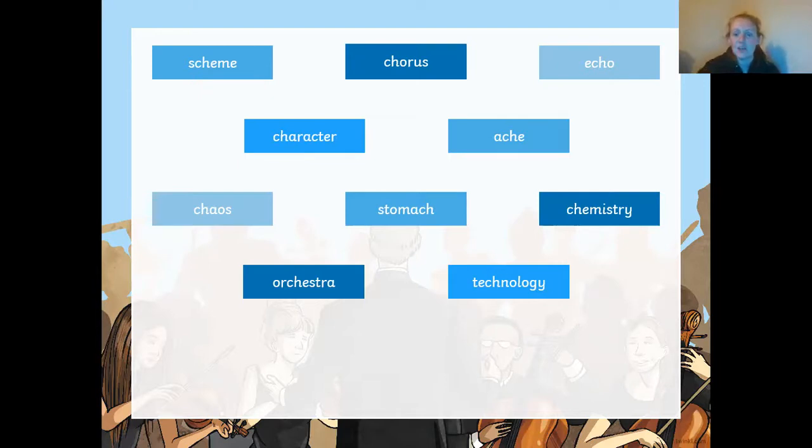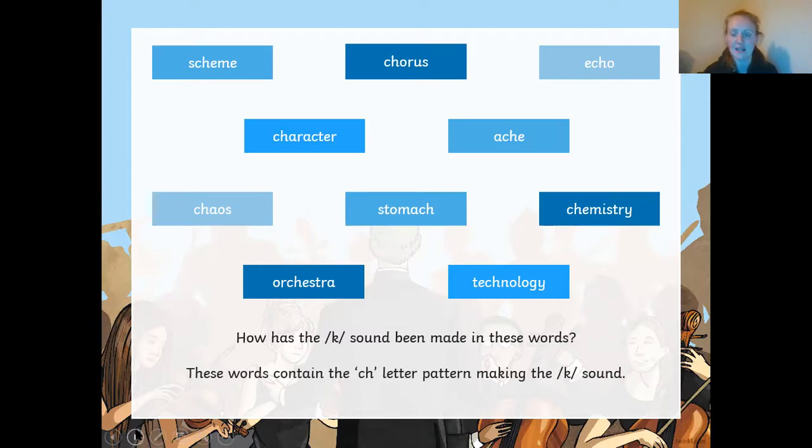You can see that the CH together there are making the K sound. So it's really hard because what you've learnt in lower school is that the C and the H together make Ch. So now you've got to try and remember that it doesn't just make the Ch sound. It has another way of making a sound, and it makes the K sound. So we've got to try and remember that in our spellings today. So we can see that the K sound has been made with the CH letter pattern.